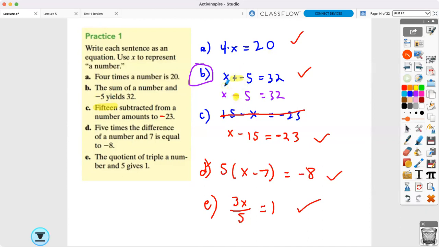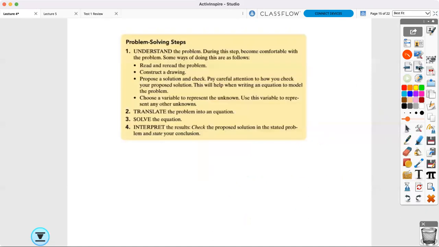So yes, you could write x plus -5, but the other way to write it is x minus 5 equals 32, because adding a negative is the same thing as subtracting. Right, but either way is good, correct? Yes, either way is good. That is correct. Okay. All right, let's keep going.